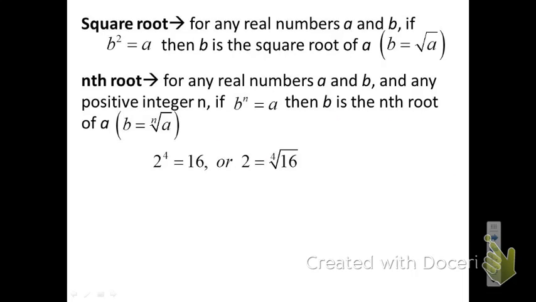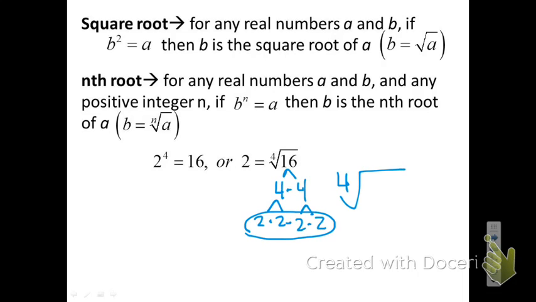I show another example right here. I have 2 to the 4th equals 16, or we can say 2 is the 4th root of 16. 16 we know breaks down to 4 times 4, and 4 and 4 break down to 2 times 2. So right here we can see there are 4 2's. So if we take the 4th root of 4 2's, it will give us 1 2.